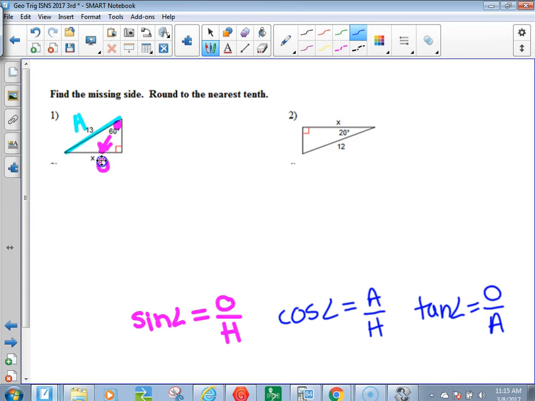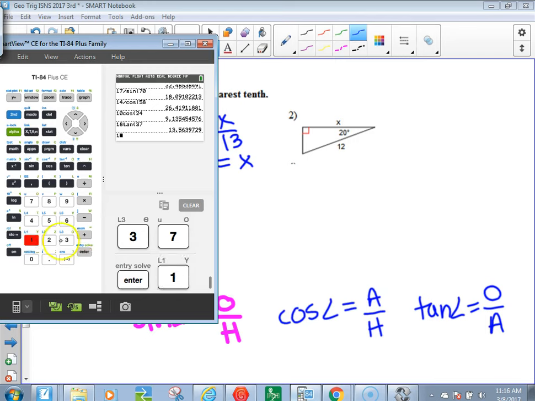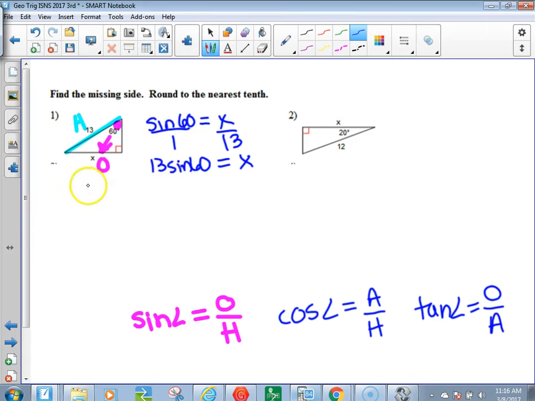All right, so which one are we using here? We have an O and an H, so it's sine. So sine of 60 equals X over 13. 13 sine 60 equals X, or X equals 13 sine 60. I don't care what order you write that. You're just going to be typing in your calculator probably anyway. It ought to be 11.3 units.